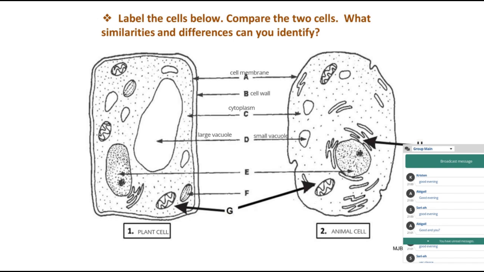Okay, so E would be the nucleus. Yeah, so the large vacuole is permanent. Large vacuole in the plant cell is permanent, small vacuole is temporary. So E is our nucleus, where the genetic material is stored. F.